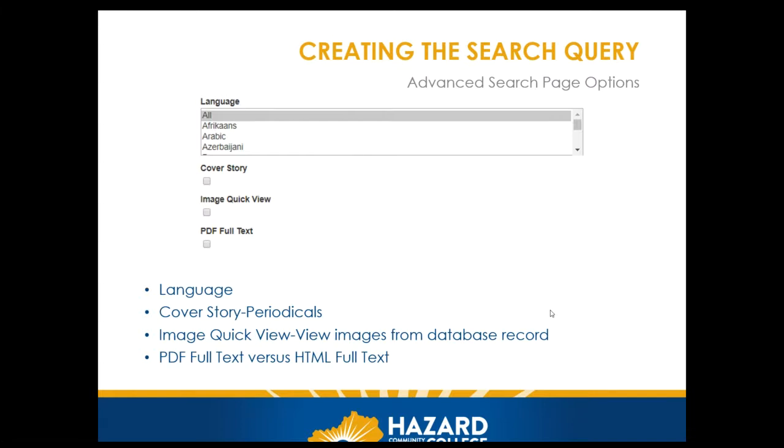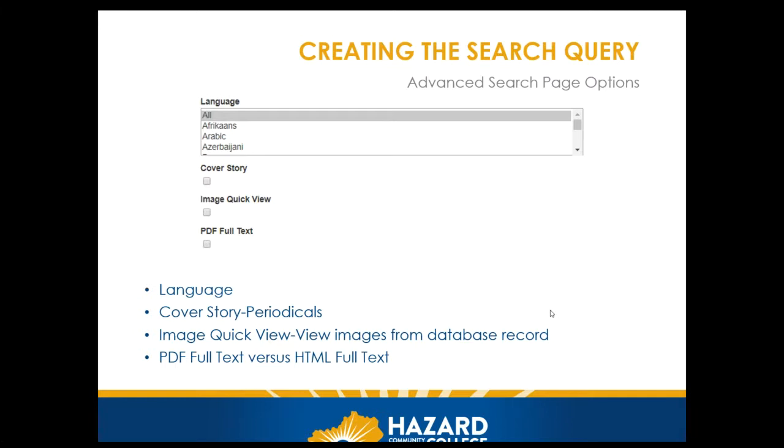We had a conversation about this in the in-person workshop. PDF and HTML full text are different. The PDF is essentially a scan of the original article in its original format. So say if something was in a magazine, it's going to show you that article exactly as it appeared in the magazine: the spread, the formatting, everything. You're also going to get some better printing capabilities from that.